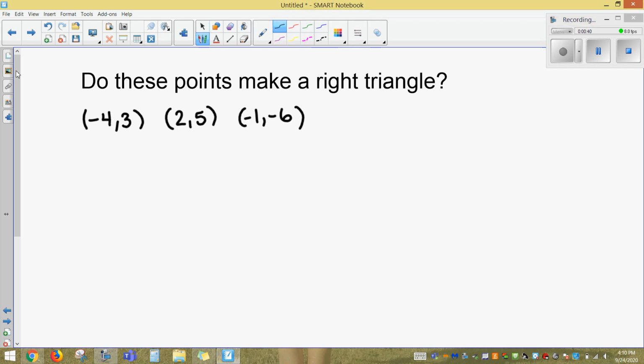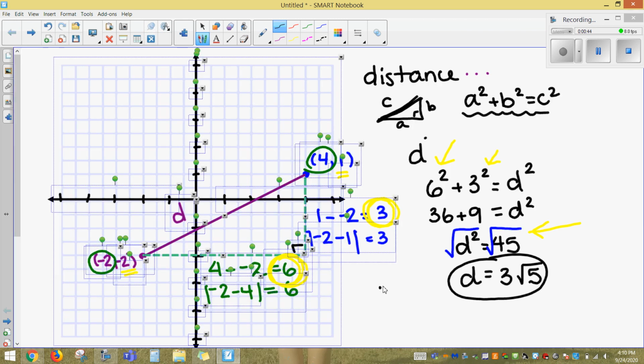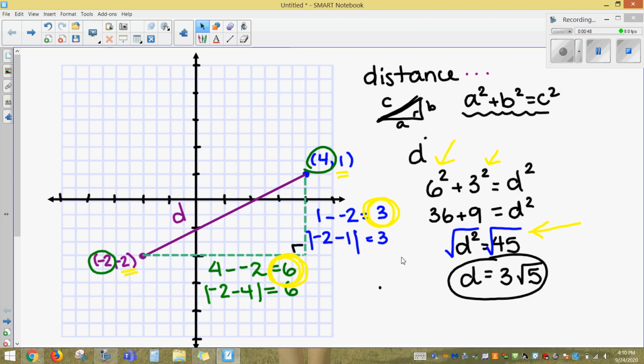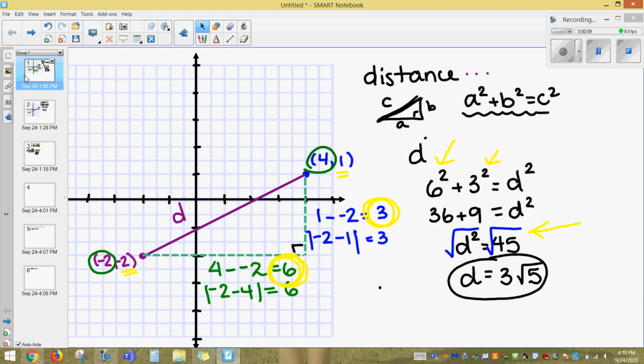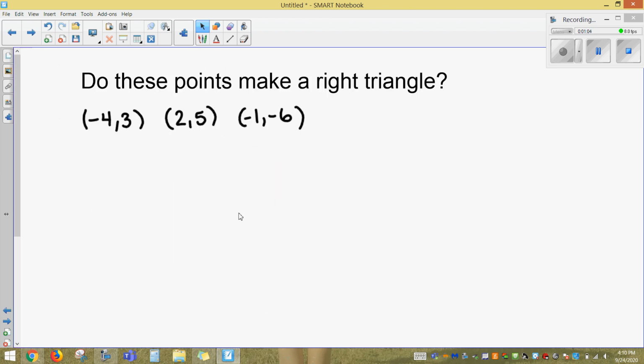When we were back at the beginning here of section 2.1, and we were trying to create what that distance formula was, we said, well, a right triangle always has the relationship a squared plus b squared equals c squared. And so if these 3 points do in fact make a right triangle, then it'll satisfy that relationship.